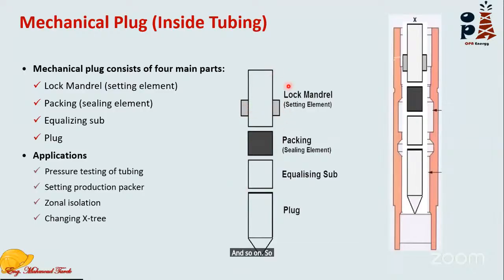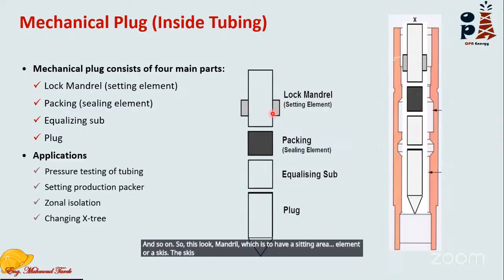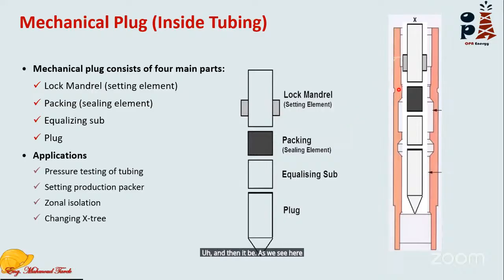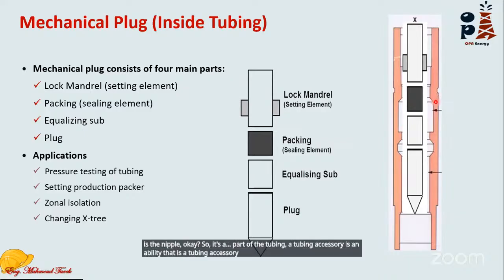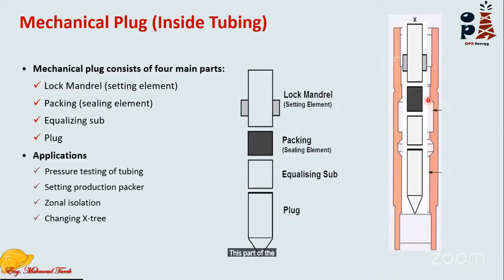This lock mandrel has a setting element or keys. These keys engage inside the internal profile of the tubing in the nipple. As we see here, the pink color is the nipple. It's a part of the tubing, a tubing accessory. This part of the tubing has this internal profile here, as we see.